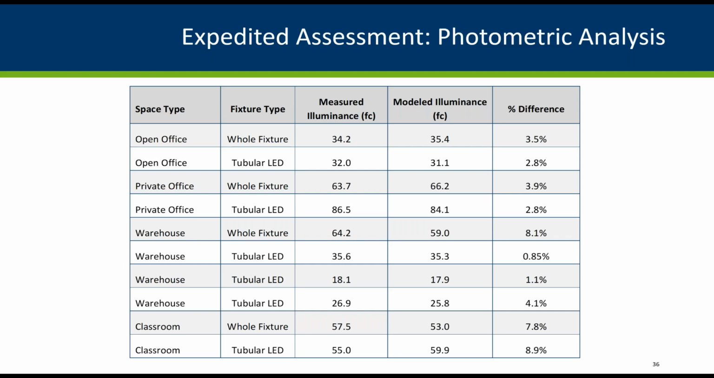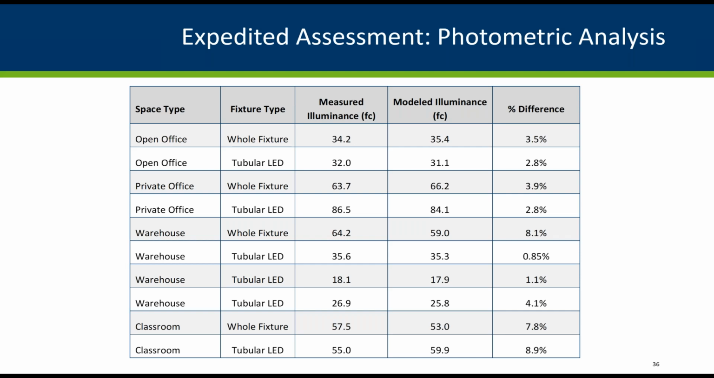We wanted to understand the accuracy of photometric modeling in predicting light levels, so we developed photometric models and compared their illuminance predictions to our field measurements on a subset of 10 spaces. We used AGI32 software to complete photometric analysis for open office, private office, classroom, and warehouse space types. The analysis evaluated spaces both with and without partitions or racking, and space types with both integrated LED fixtures and LED tubular lamps.